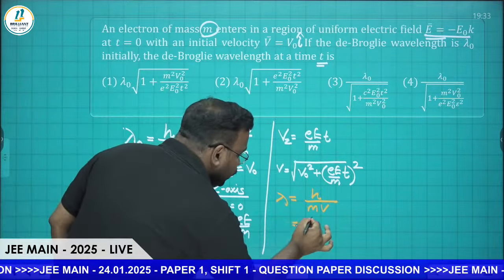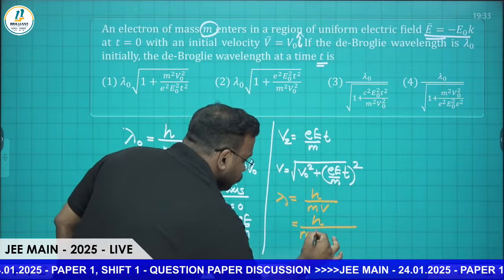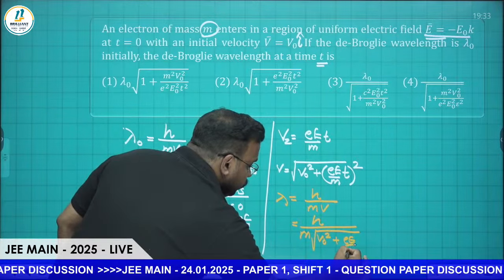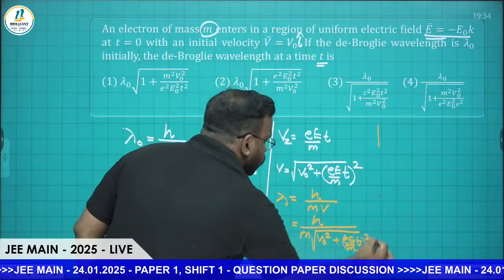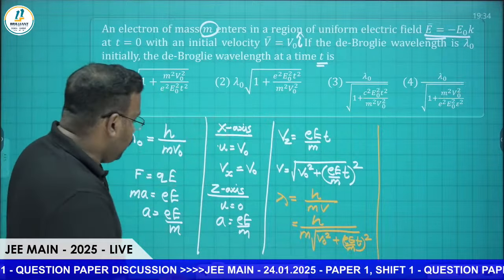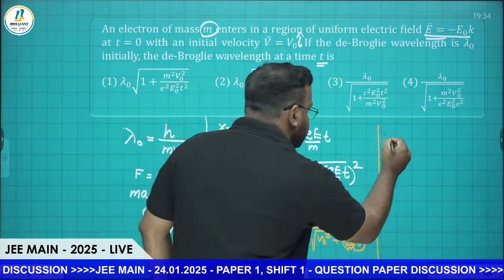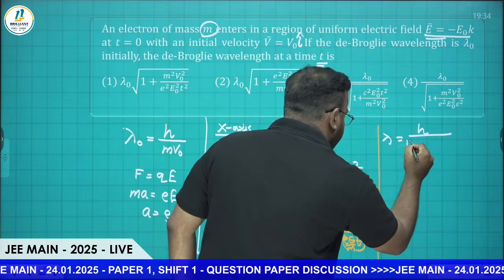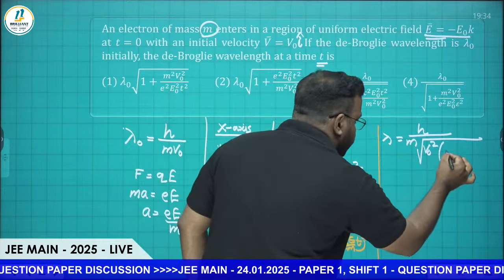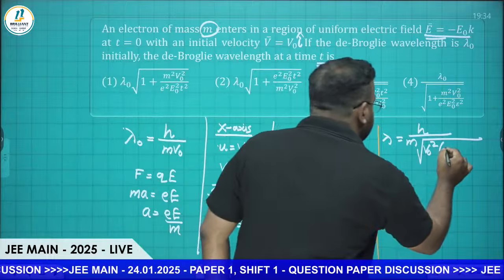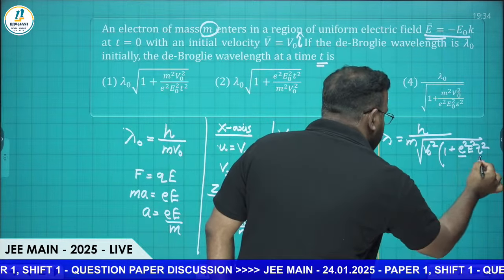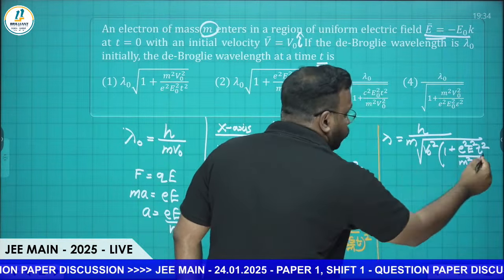So let me substitute the value of v: h by m into root of v naught square plus (E by m t) the whole square. You can check the options, all options are in terms of lambda naught only. So for that, lambda is equal to h by m, and inside the root, I am going to take v naught square out. If I take v naught square out, the first term will become 1, plus, if you are squaring, e square t square by m square, and we should add v naught square as we have taken v naught square out.